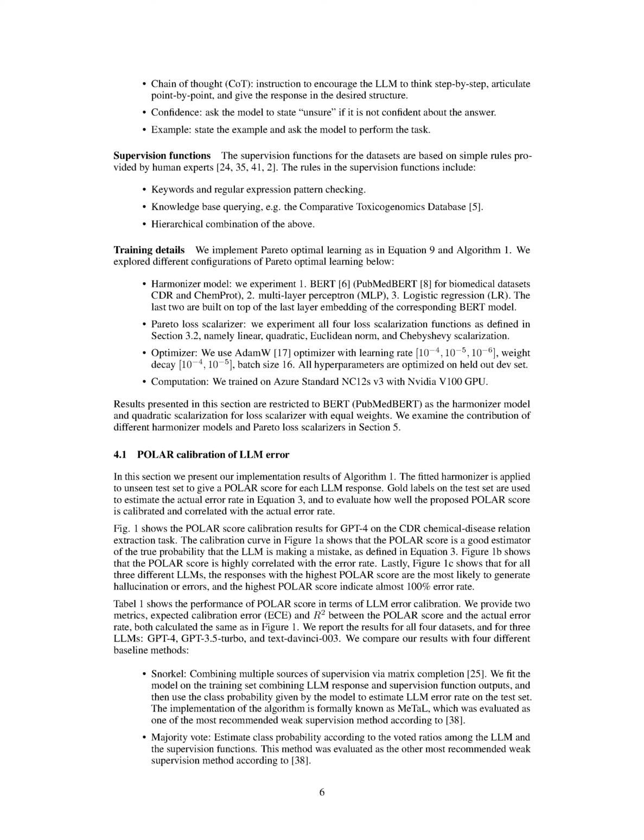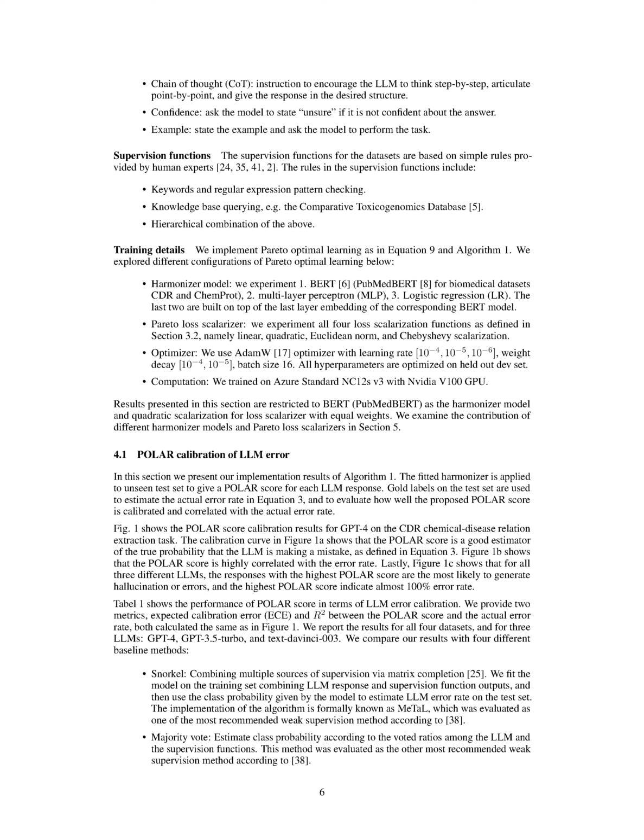Section 4.1 Polar calibration of LLM error. In this section, we're going to discuss the results of our implementation of the algorithm. We used a fitted harmonizer on a new test set to generate a polar score for each LLM response. We then used the gold labels on the test set to calculate the actual error rate, as shown in the equation, and to assess how well the polar score aligns and correlates with the actual error rate.